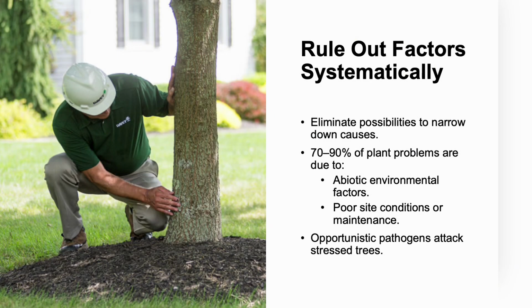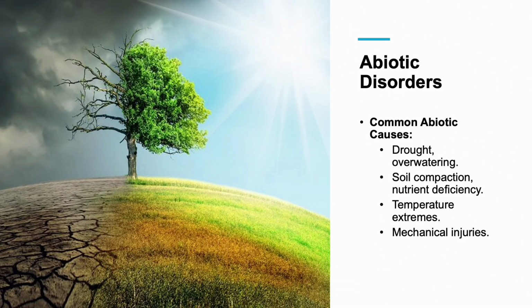To help narrow down the cause, you want to eliminate the possibilities one by one. 70 to 90% of plant problems are due to abiotic environmental factors or poor site conditions. Opportunistic pathogens often attack stressed trees, complicating diagnosis. Abiotic disorders commonly result from drought, overwatering, soil compaction, nutrient deficiencies, temperature extremes, and mechanical injuries.